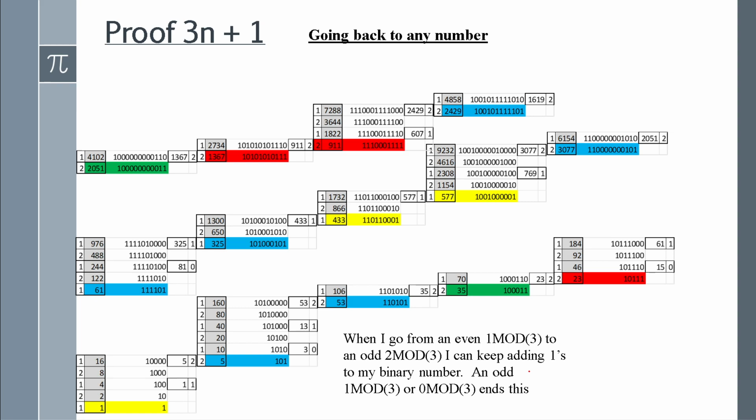Alright, when I go from a 1 mod 3 to an odd 2 mod 3, I can keep adding 1s to my binary number. Right, but when I hit a 0 or a 1, I'm done. Those will be the last of the increments of 1. Right, so as long as it's a 2, I can keep adding a number to that.